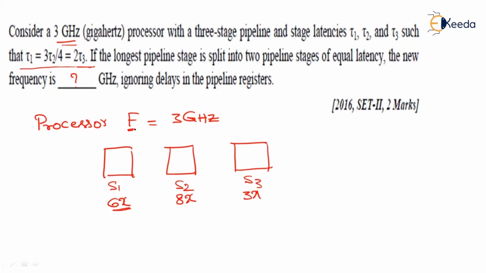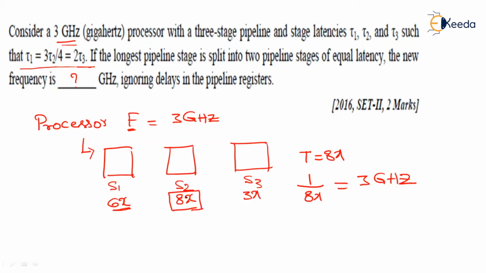So here, try to understand. The frequency of this processor is 3 gigahertz. Okay, you know the relationship between T and F, that is F is equal to 1 by T. So what is the pipeline time? Pipeline time is the maximum stage delay. The max stage delay is equal to 8x, right? Here, for this pipeline, T is equal to 8x. Frequency is equal to 3 gigahertz. So we can define a relationship that is 1 by 8x is equal to 3 gigahertz for this pipeline.